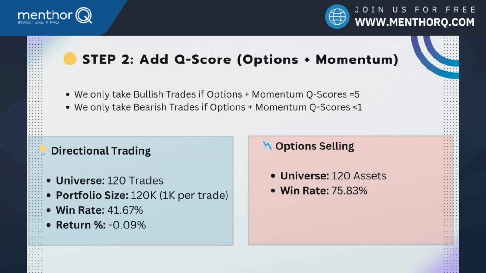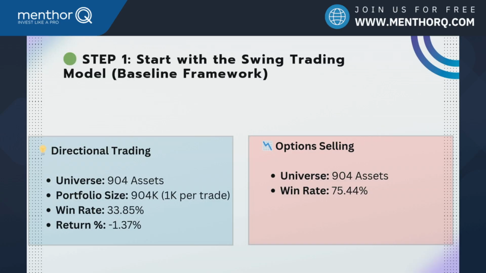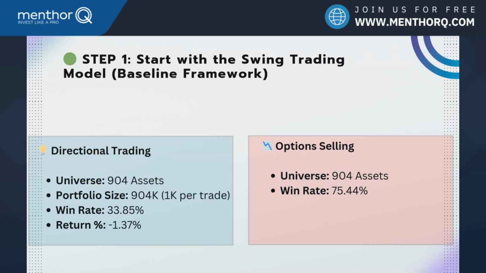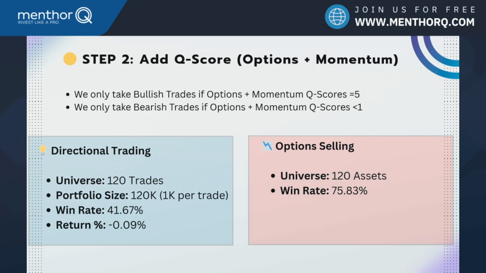And we only take a bullish trade if the option and the momentum scores are equal to 5. And we only take a bearish trade if the option and momentum scores are below 1. That means that for both options and momentum, if they are 5, they're very bullish, and if they are 1, they're very bearish. So what happens here is that we now only have a universe of 120 trades. The portfolio size stays the same, and as you can see, our win rate improved from 33.85 to 41.67, and also our return improved from minus 1.37% to minus 0.09.